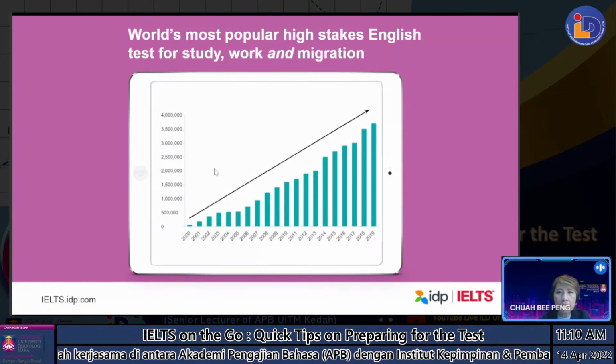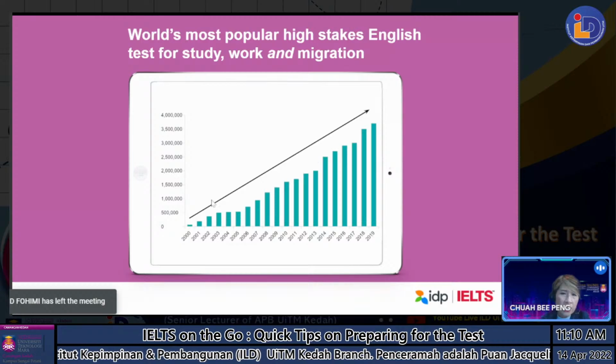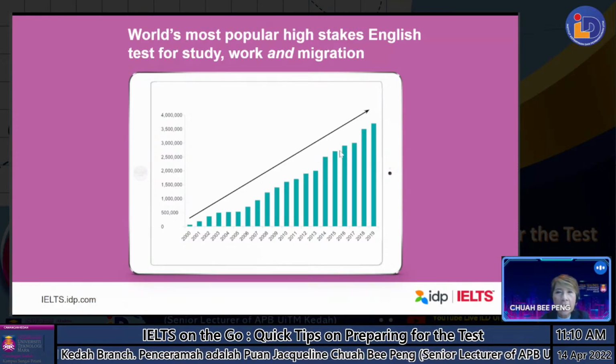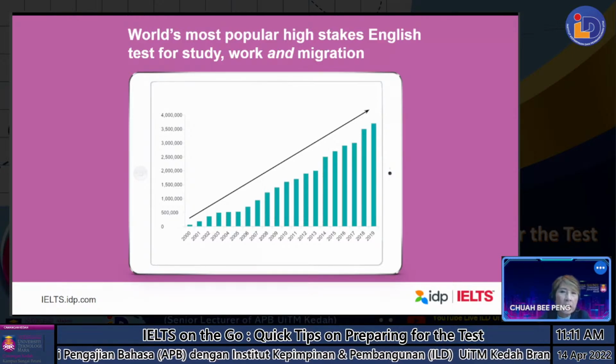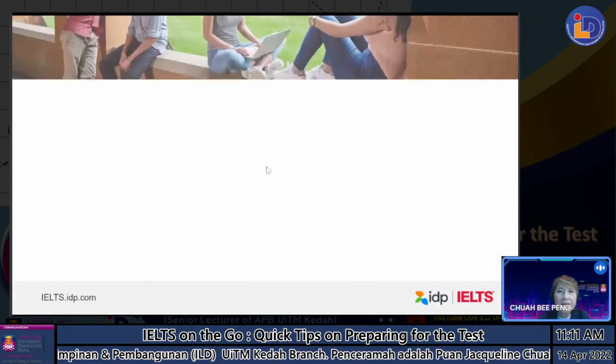Just some information about IELTS. It's the world's most popular high-stakes English test for study, work, and migration. And you can see that increasingly there are more and more test takers. And also to tell you that the test is getting more and more expensive. Therefore, I feel that there's a need for potential test takers to know more about the test, to be more prepared for the test so that you can make full use of the test fees that you're paying for.